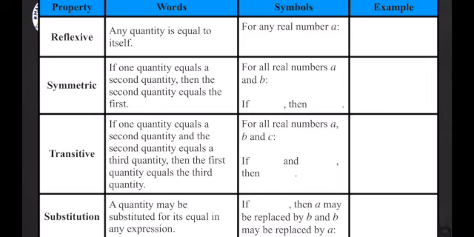Here are some of the properties that we're going to have. We have the reflexive property, the symmetric property, the transitive property, and the substitution property. Some of these properties you may have seen before, and some of them you may not have.